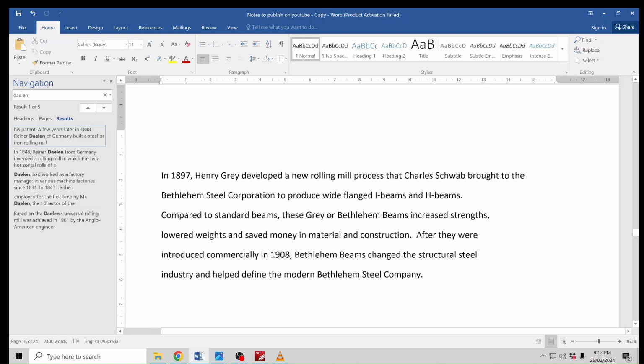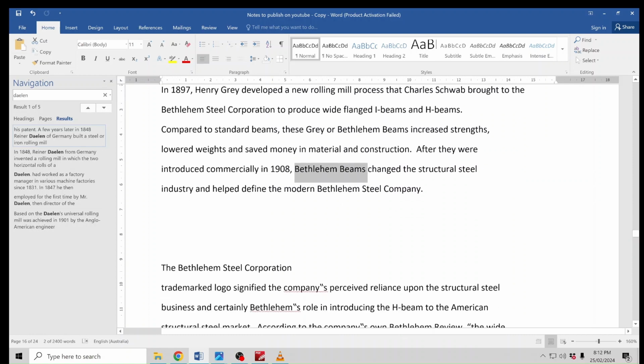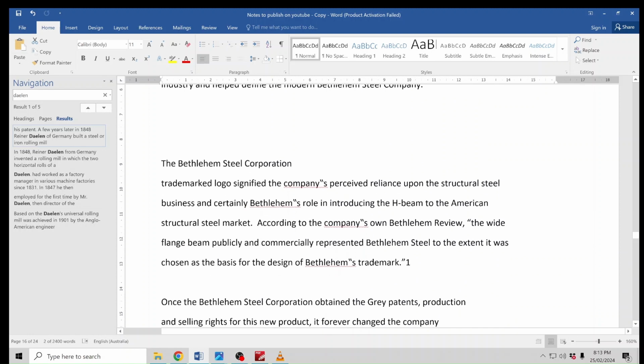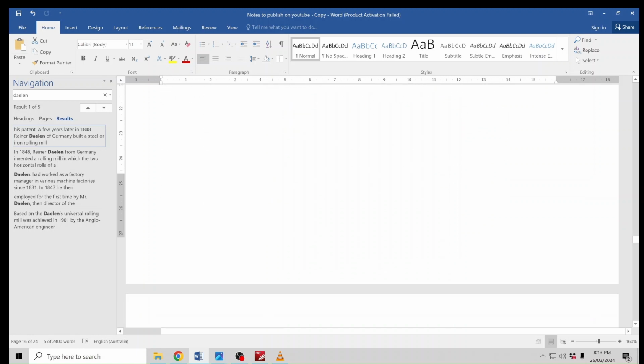They were introduced commercially in 1908. Bethlehem beams changed the structural steel industry and helped define the modern Bethlehem Steel Company. It was a trademark logo. We go on further. Once Bethlehem Steel Corporation obtained the Gray rights, production and selling rights of this new product, it forever changed the company.